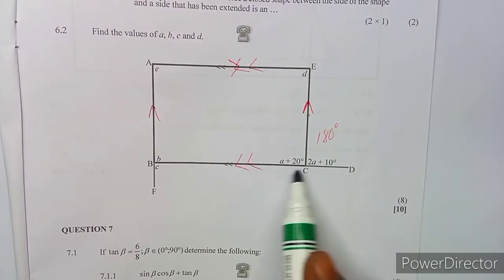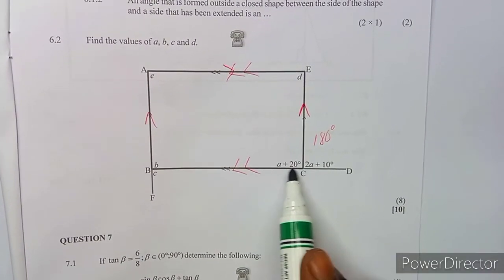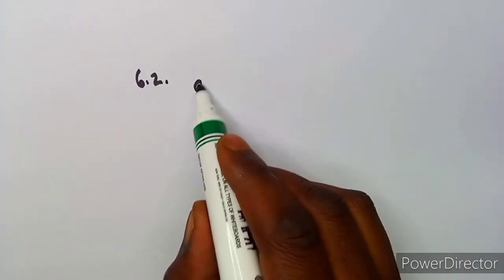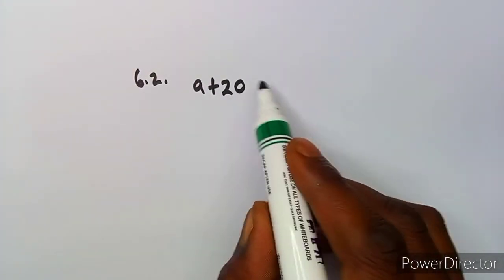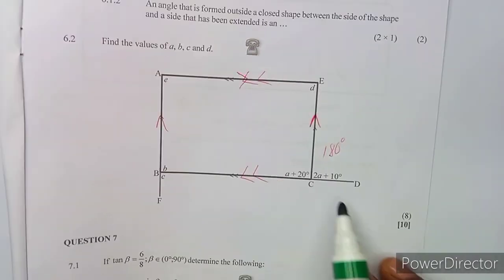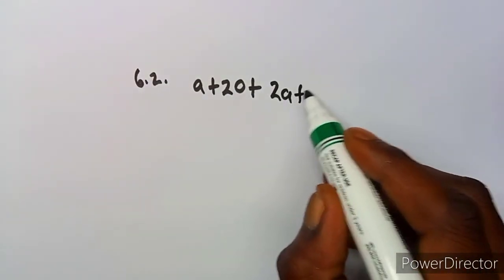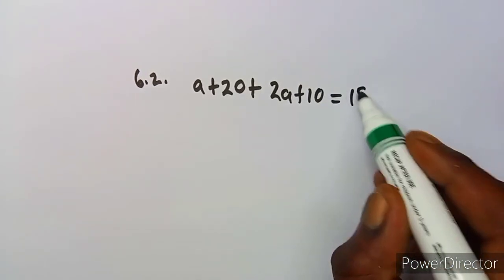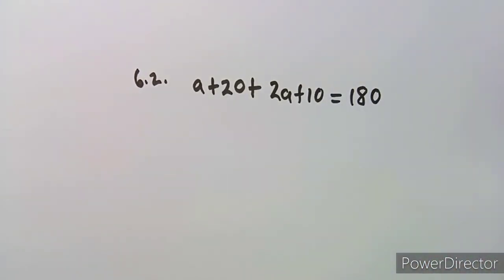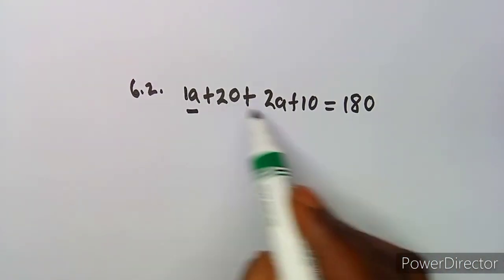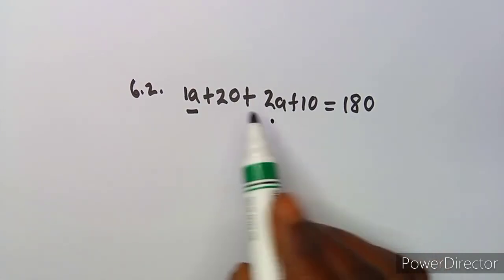6.2. So if angles on a straight line add up to 180, we can formulate an equation. If we add these two angles, they are going to give us 180, which is A plus 20 plus, this one is 2A plus 10. So it's 2A plus 10. We must obtain 180 because it's a straight line. So we have formulated an equation. We can solve for A. So it's 1A plus 2A, so it's 1 plus 2, which is 3.